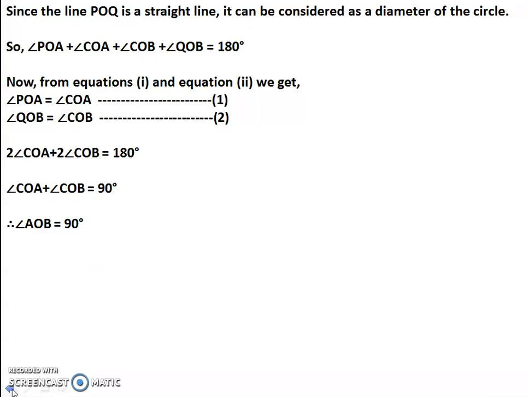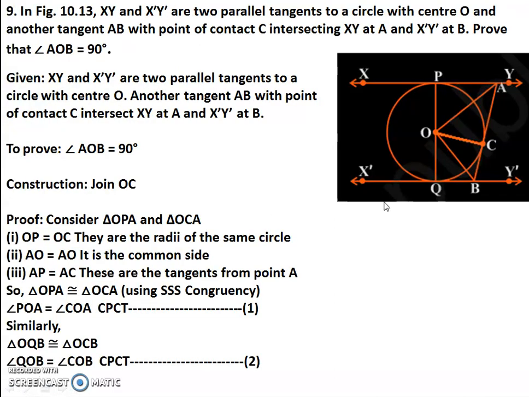Let's see where the angle lies. COA plus COB. That means this angle is 90 degree. That is what you have to prove. Hence, proved.